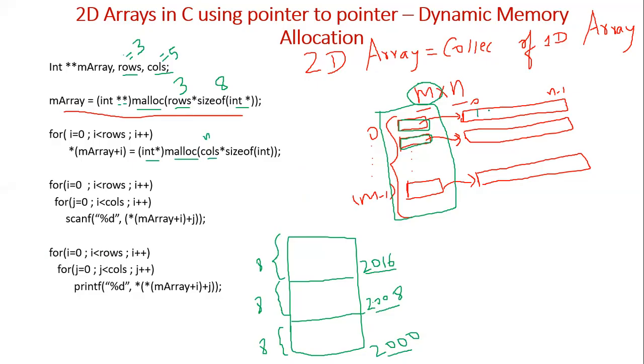Each row contains this many columns. How many columns? N columns. So instead of n, here I used columns: int star malloc of calls into size of int. If the columns value is 5, size of int is 4, then it will allocate 20 bytes.